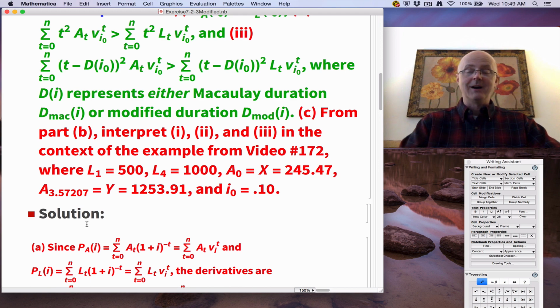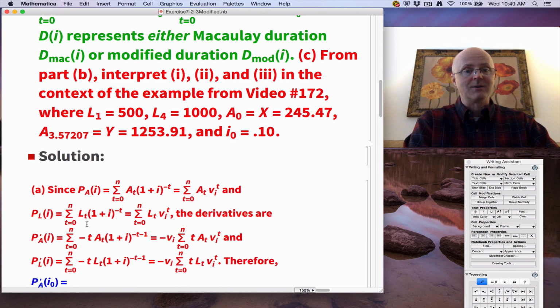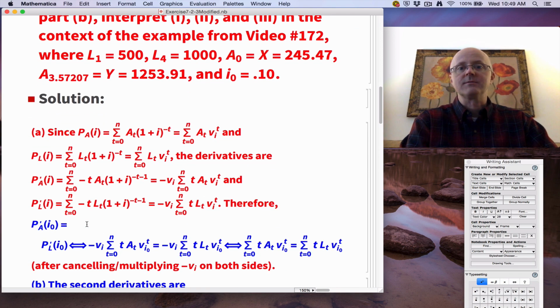Here we go. Again, part A is not so hard. It's just a matter of calculating the derivatives of these functions, this one and this one, with respect to i. Treat the A's, the L's, and the t's as constant. So you need the power rule. You need to bring down the negative t in both cases and subtract one from that exponent to get a new exponent of negative t minus 1, which is exactly what you see both here and here.